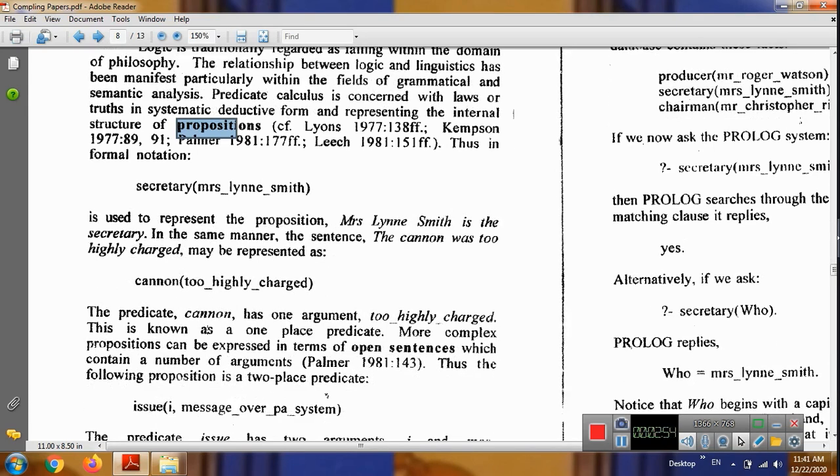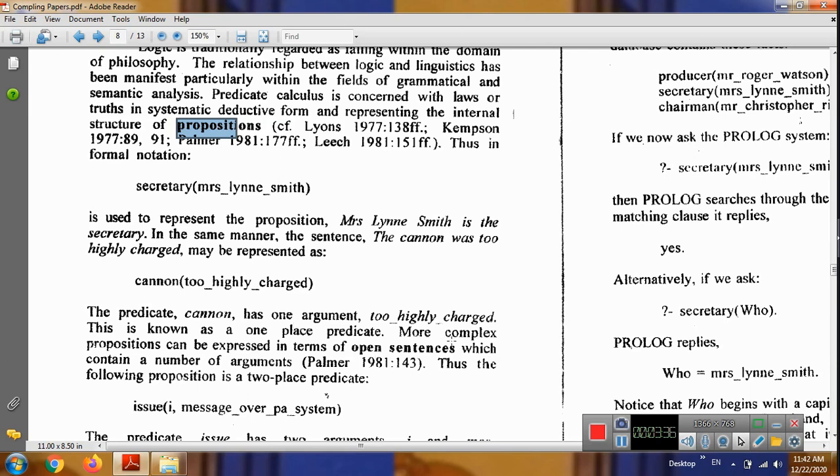The predicate cannon has one argument, too highly charged. This is known as a one-place predicate, because it has just one argument. More complex propositions can be expressed in terms of open sentences, which contain a number of arguments. Therefore, this sentence and this sentence are one-place predicates because they have just one argument.